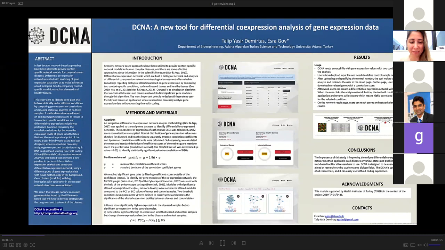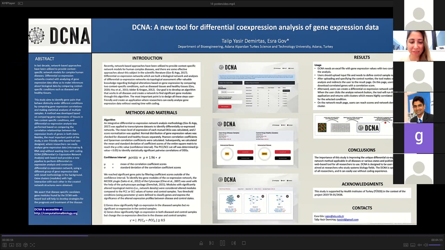Differential co-expression analysis aims to identify gene pairs that behave distinctly under different conditions by computing gene expression correlations and making statistical analysis of multiple samples. The advantage of the network-based methods is extracting meaningful information from complex data. Also, visualization makes it easier to understand data.